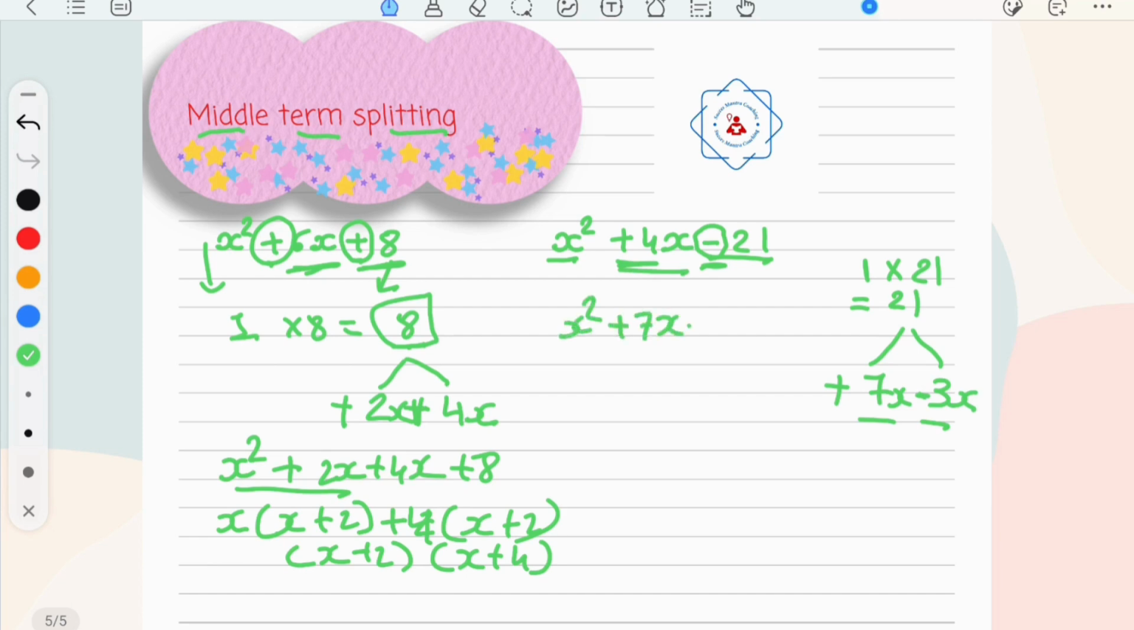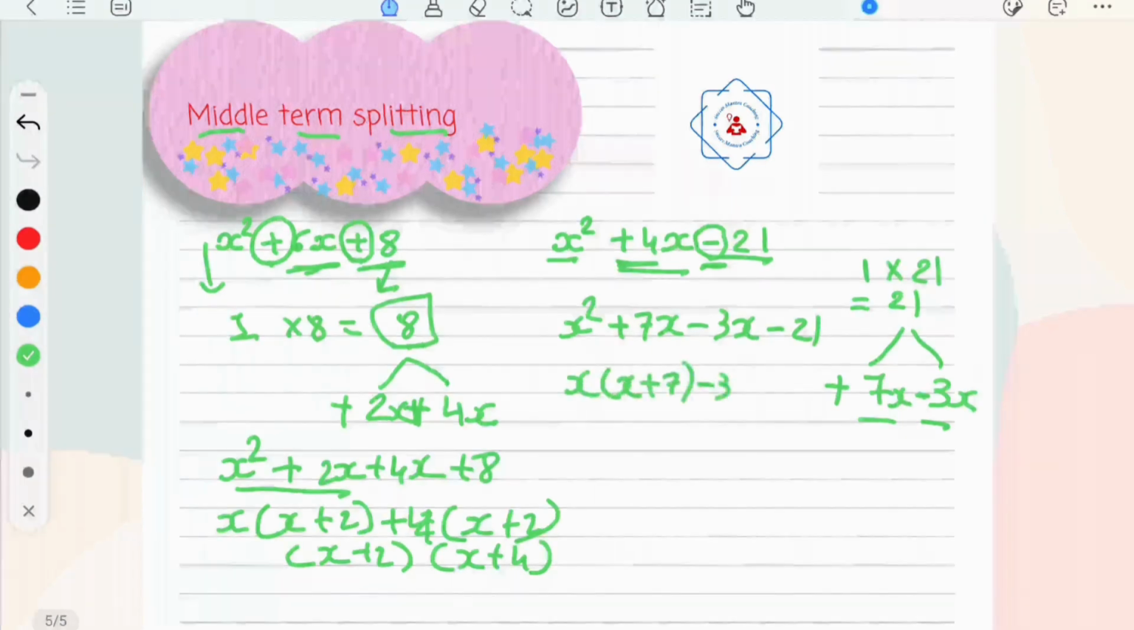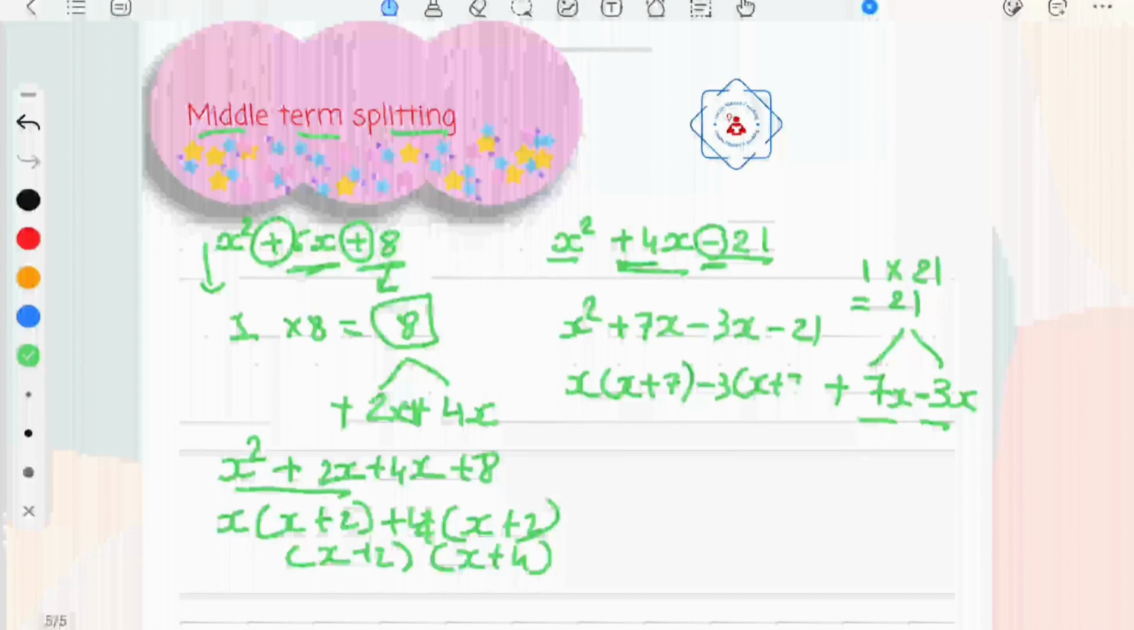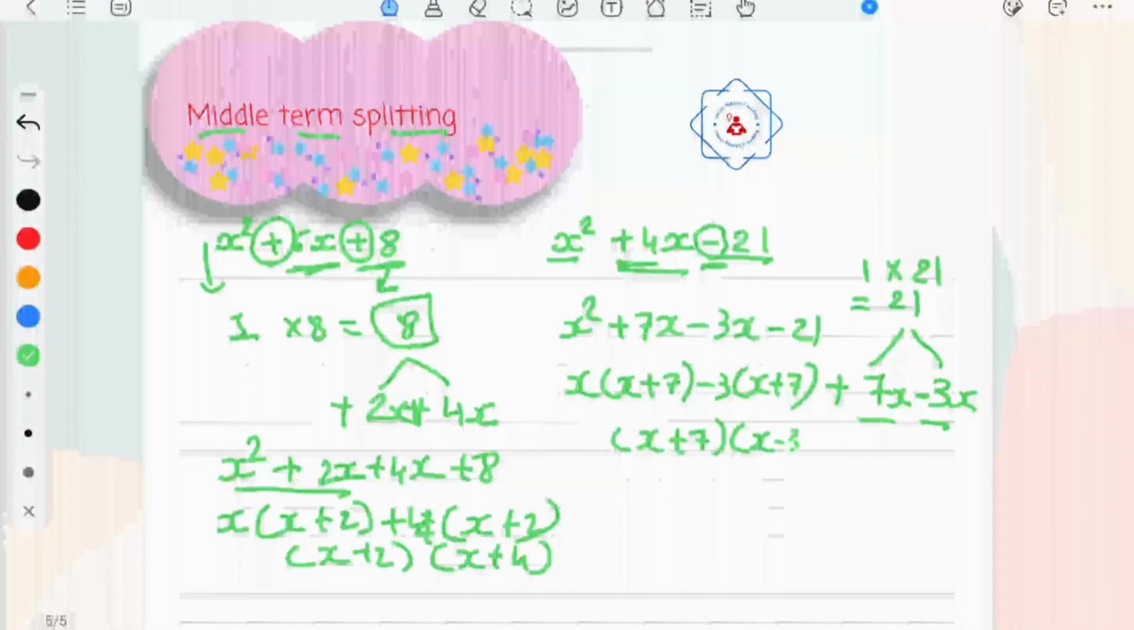So we can write x square plus 7x minus 3x minus 21. We get x as common, x plus 7, and minus 3 as common, so x plus 7. So whatever we get, it is (x plus 7) times (x minus 3).